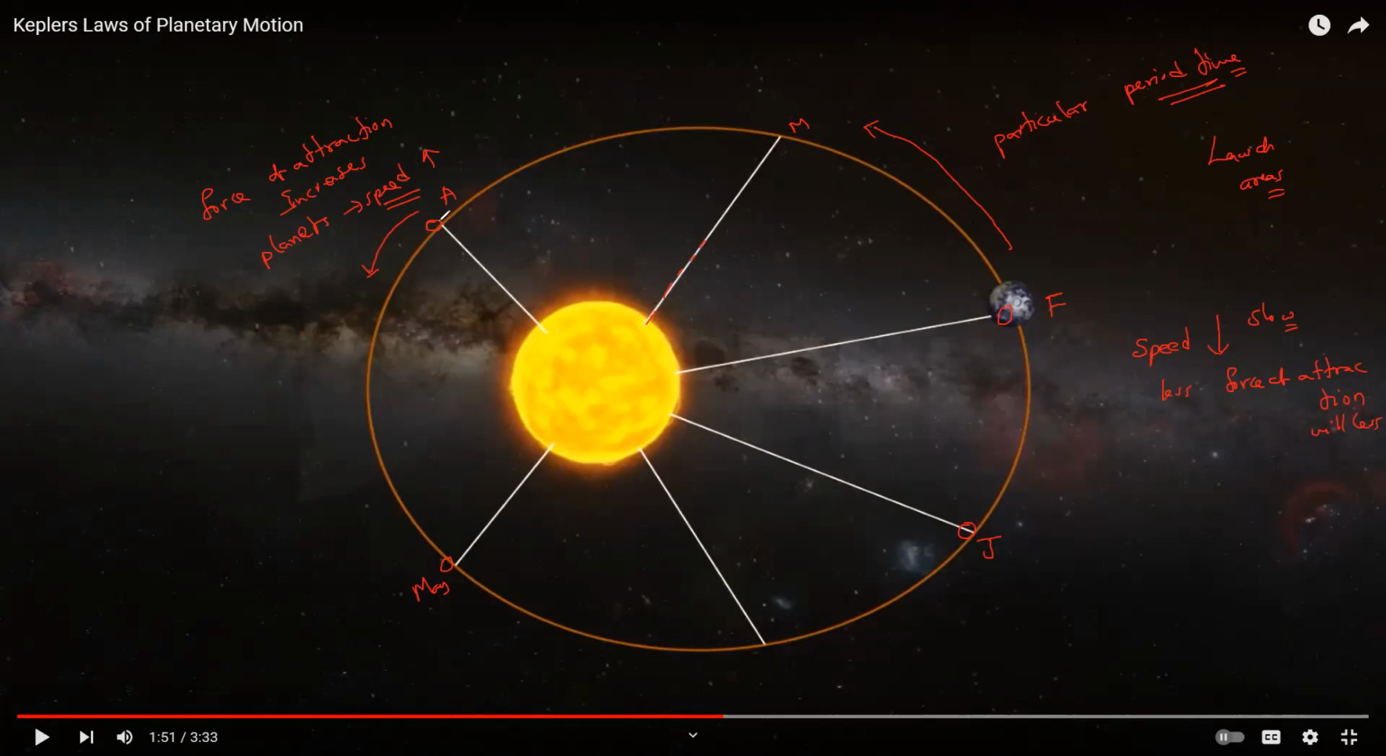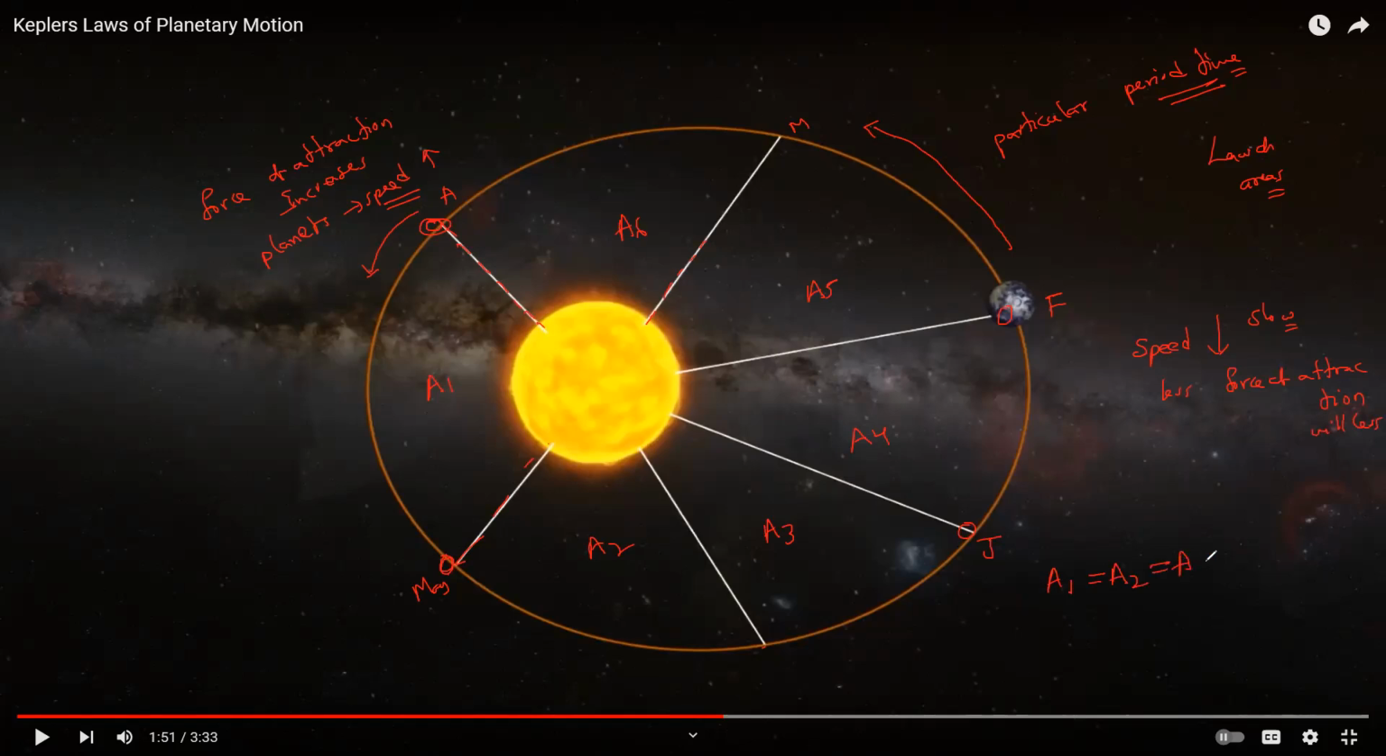So if you calculate the area from this point to this point, let me take this as A1. How can I calculate the area? By drawing the imaginary lines towards the sun. And from here to here, let me take it as A2. From here to here A3. From here to here A4. From here to here A5. From here to here A6. So it will always sweep equal areas in equal interval of time.